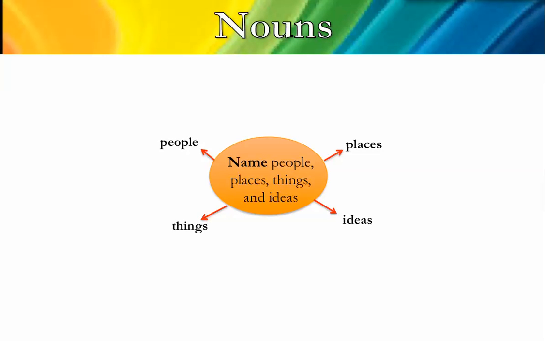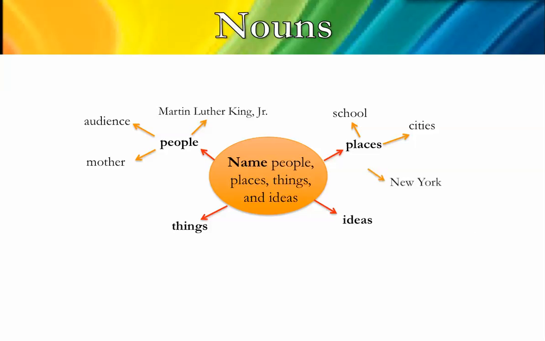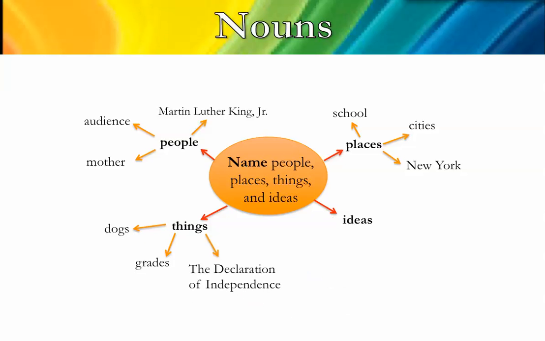Some examples of people are mother, audience, Martin Luther King Jr. Some examples of places are school, cities, and New York City. Some things are dogs, grades, and the Declaration of Independence. Ideas might be freedom, love, and impressionism.